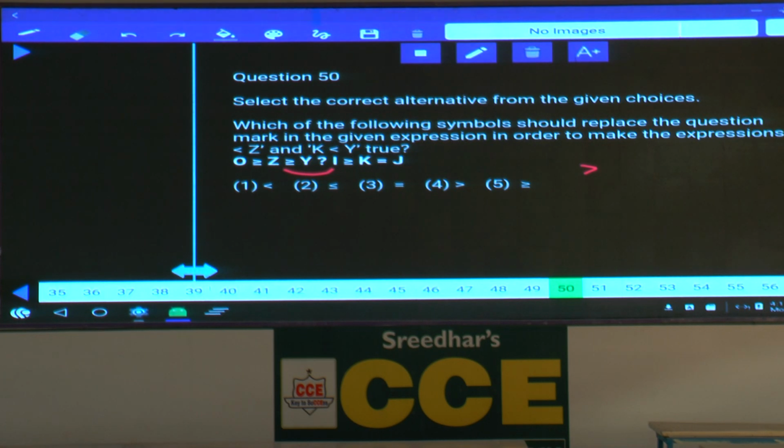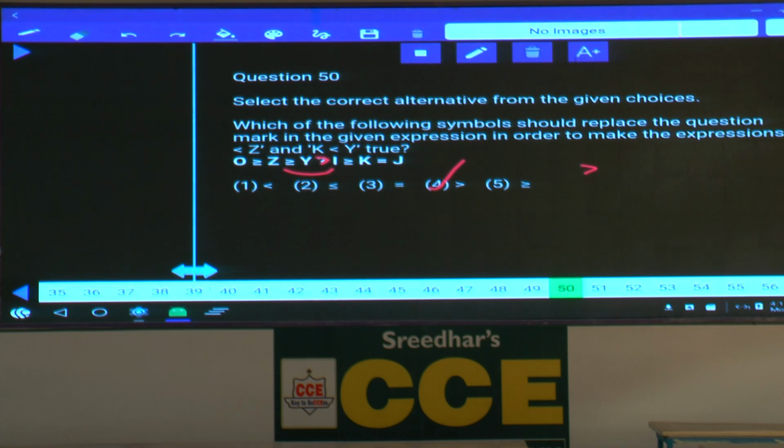Then the next one, K lesser than Y. If Y greater than K, K lesser than Y is also true. Then what is the answer here? Choice 4 is the answer. We should have greater than in the place of question mark. Please try to work out these questions in the same manner rather than replacing each and every choice in the given questions. Okay?